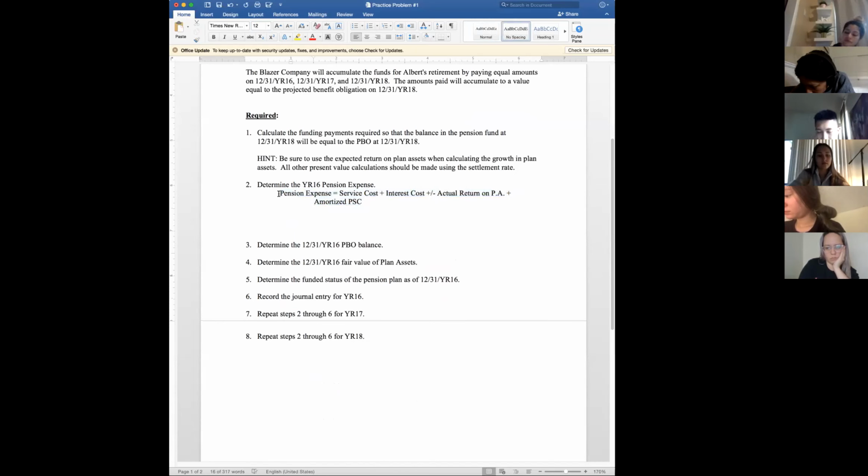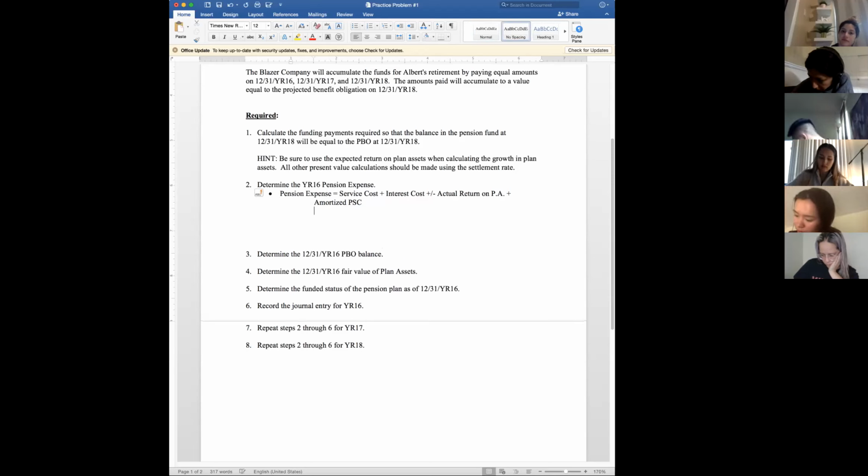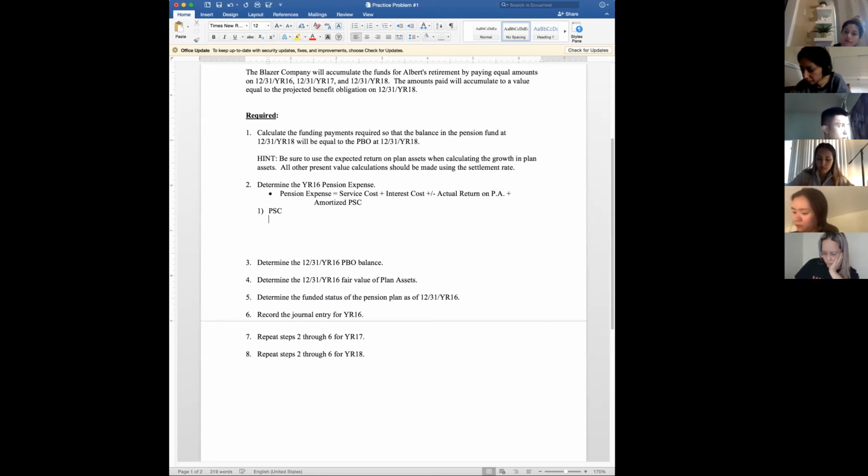Pension expense includes service cost, interest cost, plus or minus actual return on plan asset, plus amortized prior service cost. Okay, so let's start with the prior service cost. To calculate pension expense, we need to go through some steps. Starting with prior service cost.